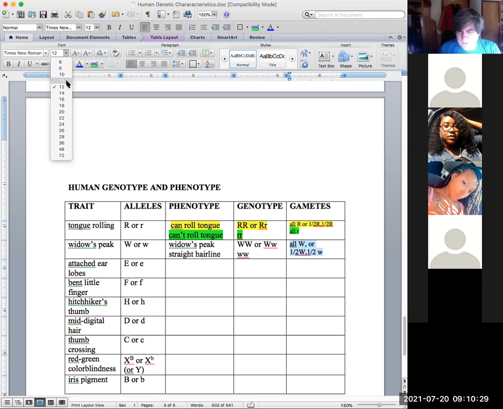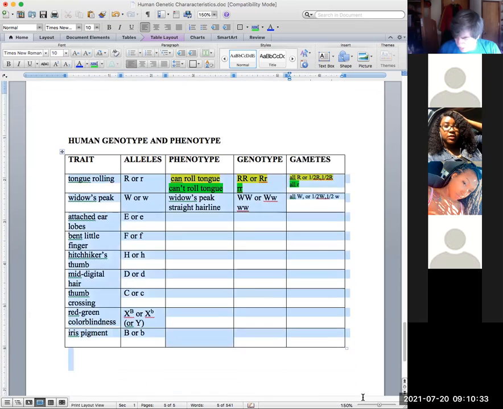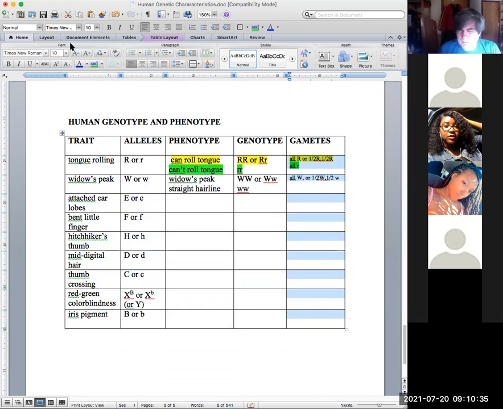And again, let's make this a little bit smaller. Now, if you have a straight hairline, all your gametes are just little w.